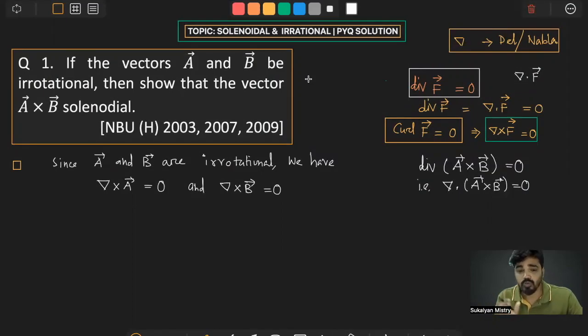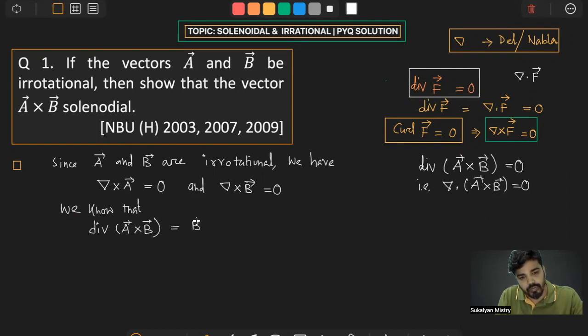Now we have to use a very important result. Write down, we know that divergence of A cross B is equal to B dot curl A minus A dot curl B. It is a very, very important result. So divergence of A cross B is B dot curl A minus A dot curl B.